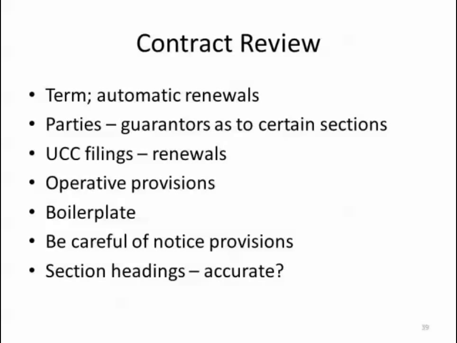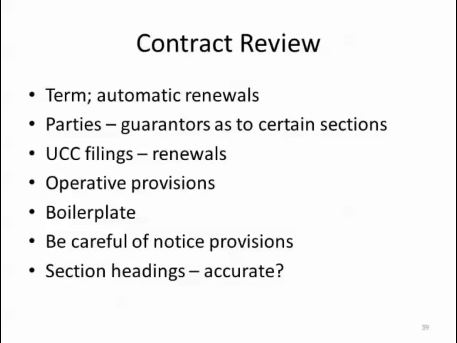So if you look at a contract and the first page says the term is a year, that may not be the whole story. There may be another provision in there that talks about automatic renewals. Who are the parties to the contract? The parties may not just be the people listed on the front page. There may be guarantors at certain sections, and you have to understand that there are other third parties who may not be listed as a party on the top page, but may be signatories to particular sections or may be listed within the contract itself. There may be certain UCC filings to secure a security interest, and what the renewals are.